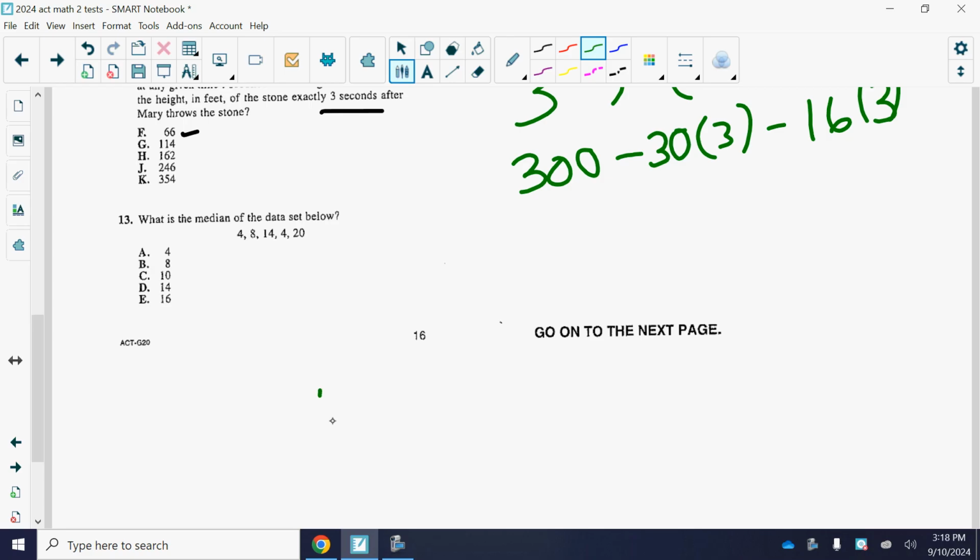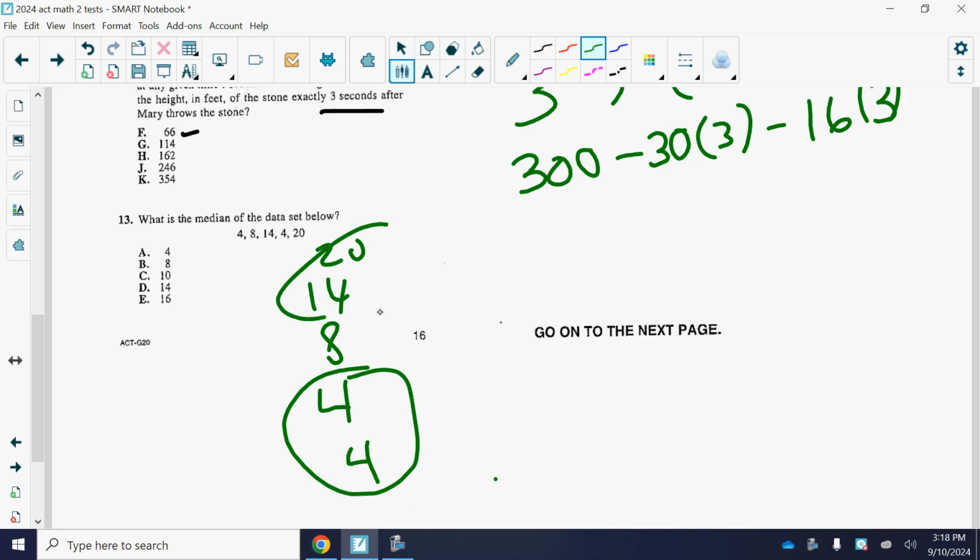Median, we got to rank them. 4, 8, 14, 20, and 4. I love odd lists. Odd lists means there's too high and too low. Answer B, 8 is the median.